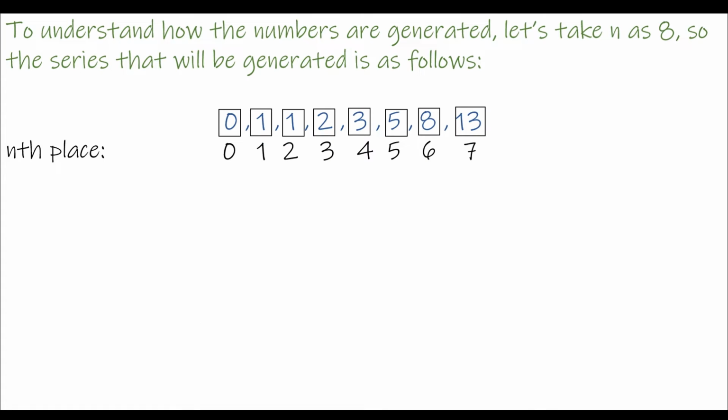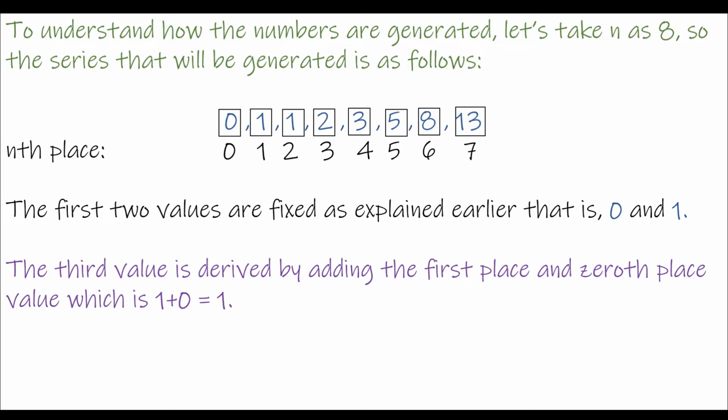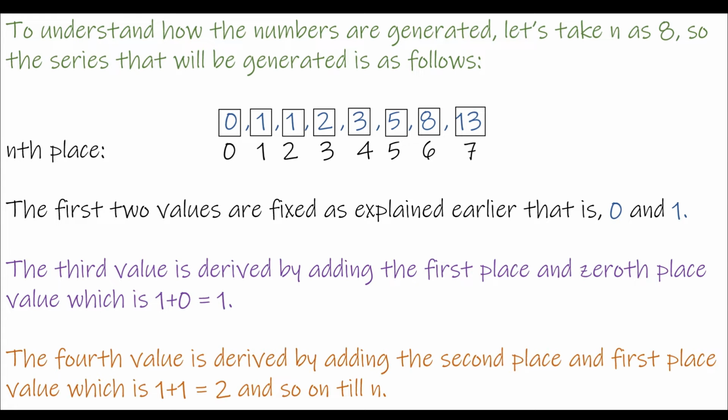To understand how the numbers are generated, let's take n as 8, so the series that will be generated is as follows. The first two values are fixed as explained earlier, that is, 0 and 1. The third value is derived by adding the first place and zeroth place value, which is 1 plus 0 equals 1. The fourth value is derived by adding the second place and first place value, which is 1 plus 1 equals 2, and so on till n.